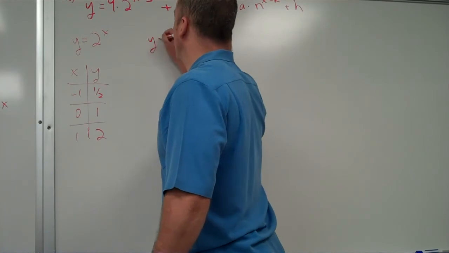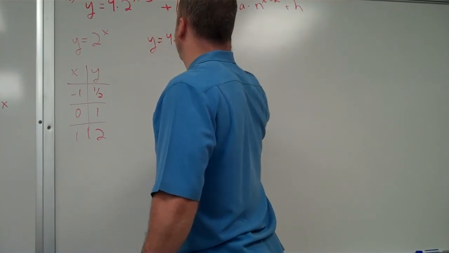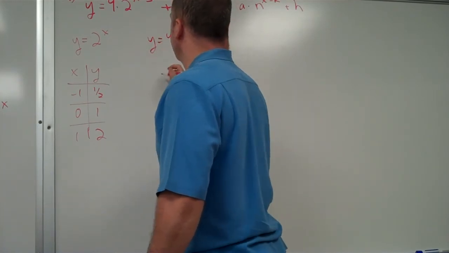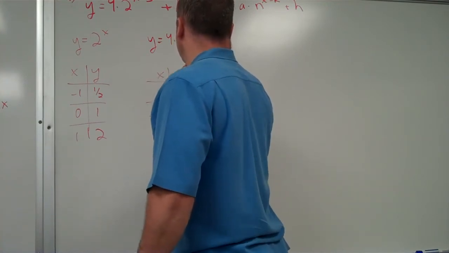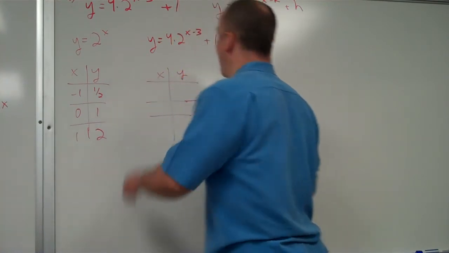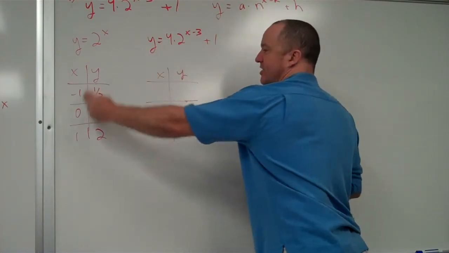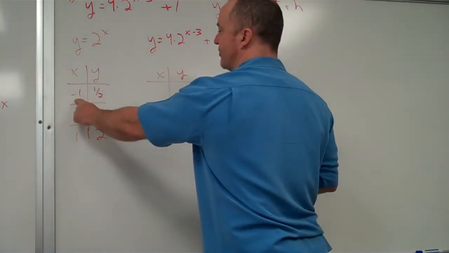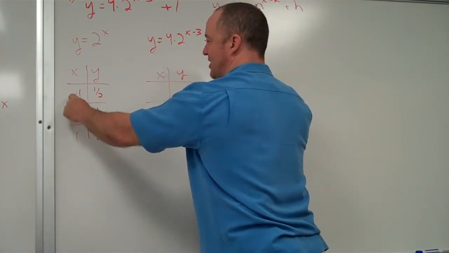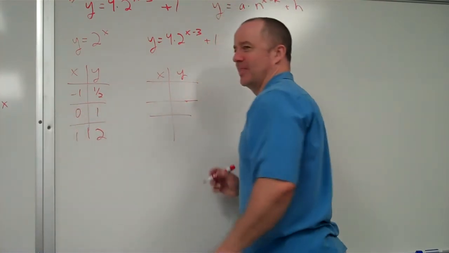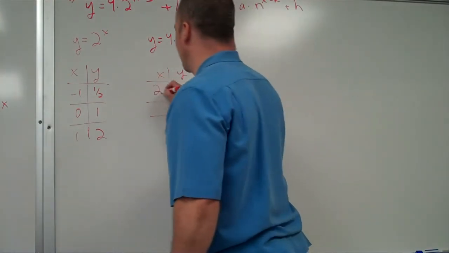Okay, so for this one, y equals 4 times 2 to the x minus 3 plus 1. What we're going to do here, like Jordan just said, is add 3 to each of these points. Jordan, what's negative 1 plus 3? Yeah, 0... no, it'd be 2, 3, 4. Very good, 2, 3, 4. That's what I was asking for.